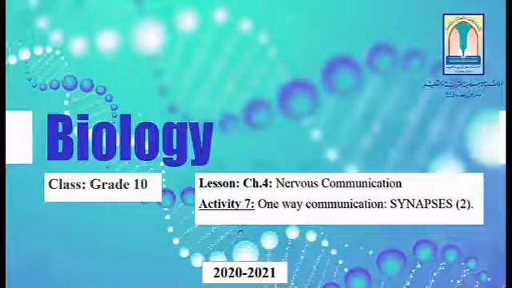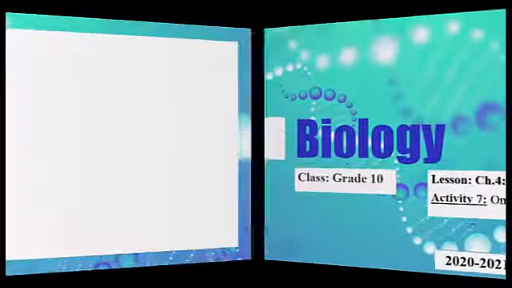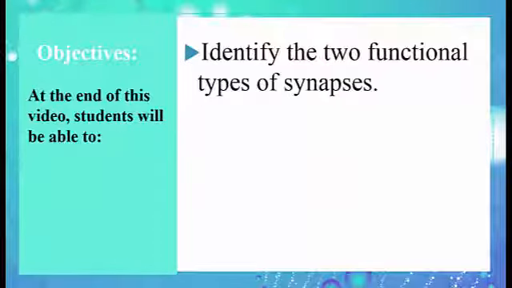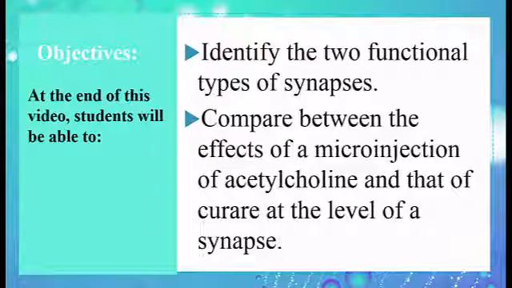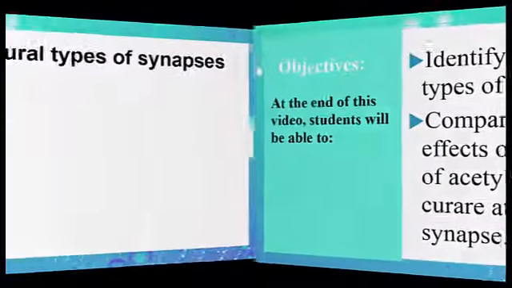Good morning, dear students. Our video today is the last one in the nervous communication. It's the second part of the synapses. At the end of this video, you will be able to identify the two functional types of synapses and compare between the effects of a microinjection of acetylcholine and that of curare at the level of a synapse.